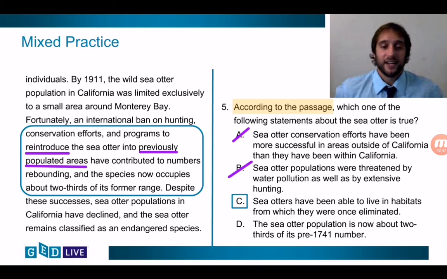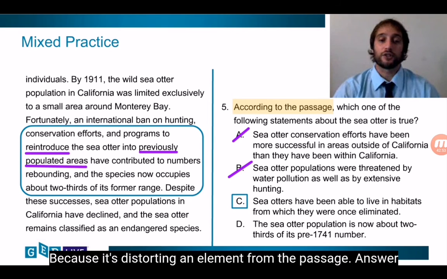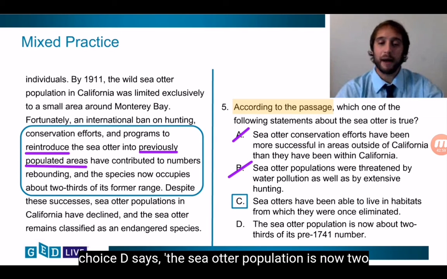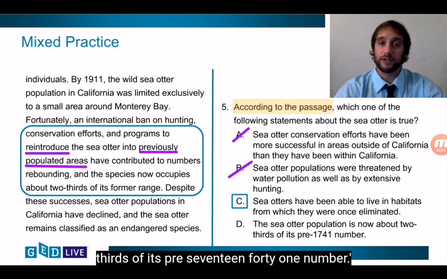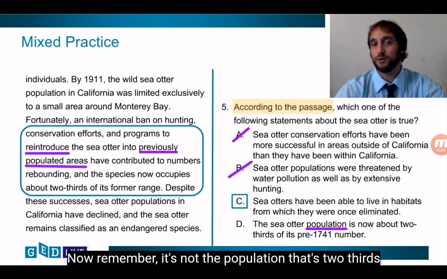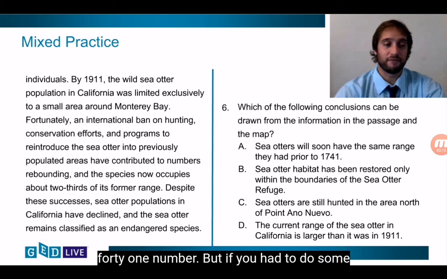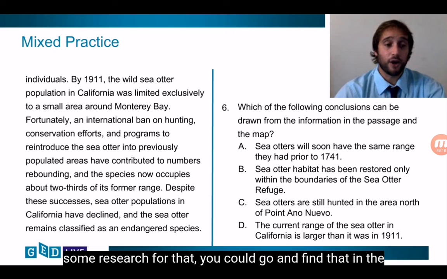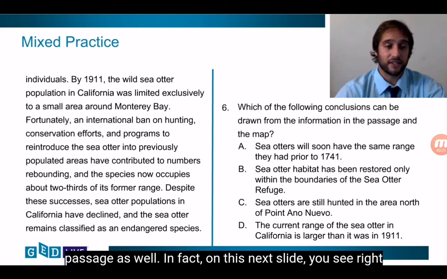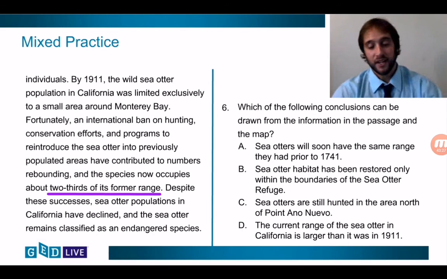Now, answer choice D, I want you to see, is the biggest trap for this question because it's distorting an element from the passage. Answer choice D says the sea otter population is now 2/3 of its pre-1741 number. Now remember, it's not the population that's 2/3. It's the sea otter range that is 2/3 of its pre-1741 number. But if you had to do some research for that, you could go and find that in the passage as well. In fact, on this next slide, you see right here, it's 2/3 of its former range. Nice work on that question.